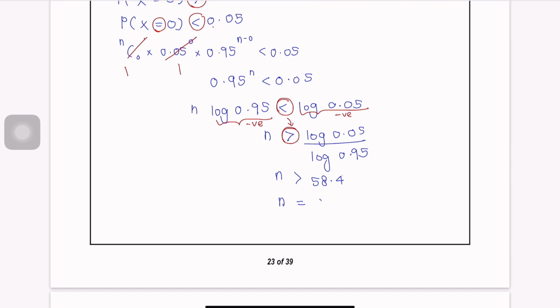So what is n? n equals 59. Okay, why is it 59? So 58, 59, so 58.4 is somewhere here. So greater than 58.4, what is the integer? 59. So that's why n is 59.